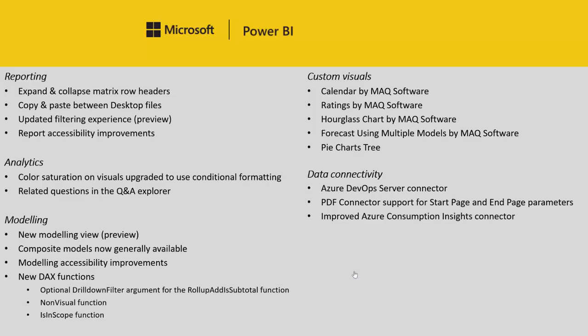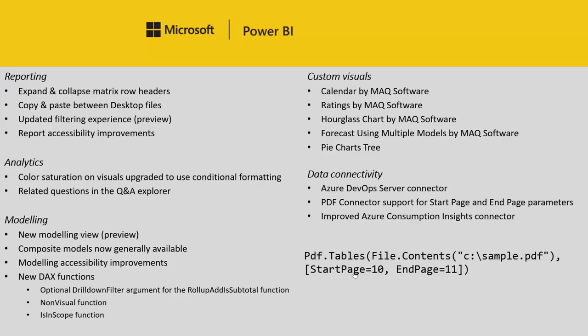We also have an update for our PDF connector. This month, we're allowing you to also specify start and end pages as optional parameters. And this will restrict Power Query to only explore a given range of pages when discovering tables. You'll be able to specify the parameters in the formula generated after connecting to a PDF. You'll see an example down on the screen right now. I'm not going to read it out, but you'll be able to see it there.